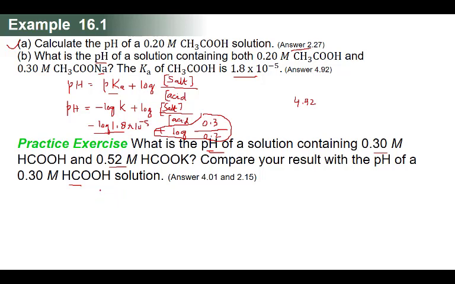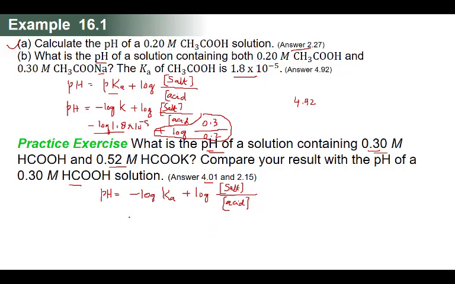So we again write this equation: pH is equal to negative log Ka plus log salt upon acid. This is actually two parts. The first part you calculate only with the formic acid, which we have learned in the previous questions, so we are not repeating it. Now we will calculate the pH by this equation.